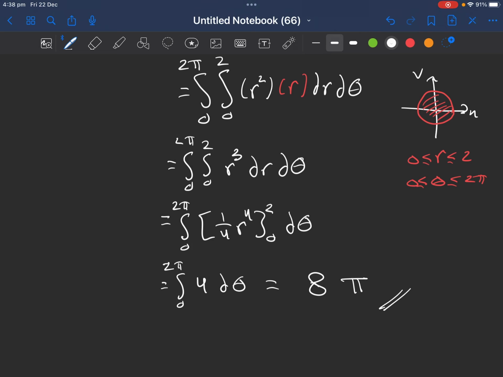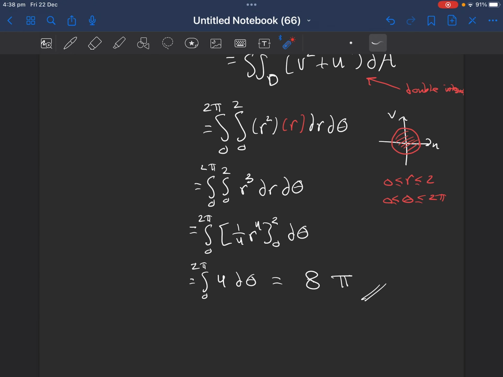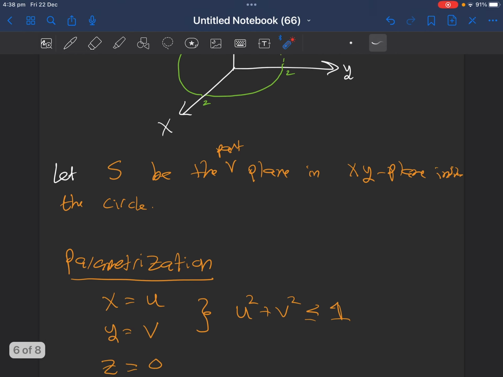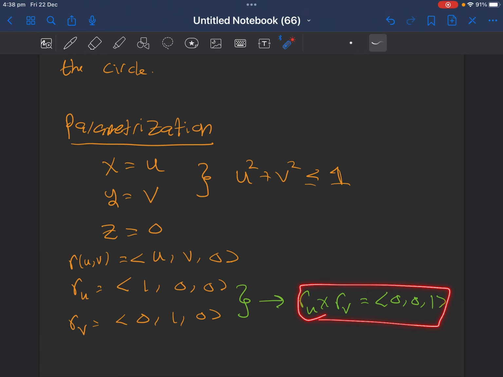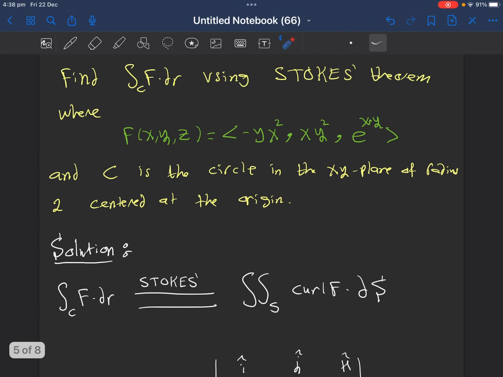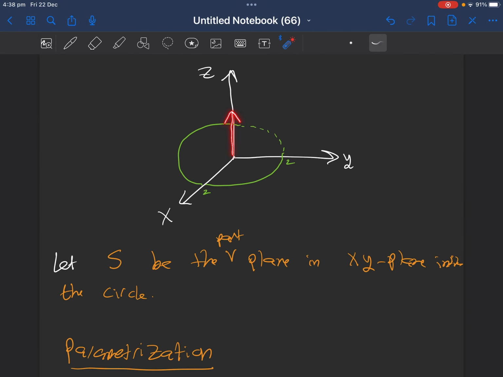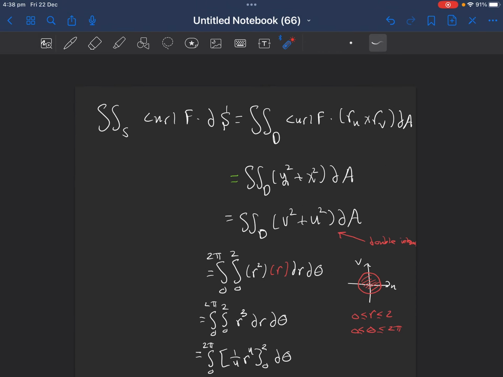Now, of course, there is one thing that we need to keep in mind, which is the orientation. If we assume we have a positive orientation, we keep the number as is. If the orientation is negative, then this answer has to change into negative. However, in this example, we have a positive orientation. The reason why we have positive orientation is because the circle is going counterclockwise, as well as r_u cross r_v is going upward from my region. So this is my region, and this is the normal going upward for it. And that's how we solve this question.